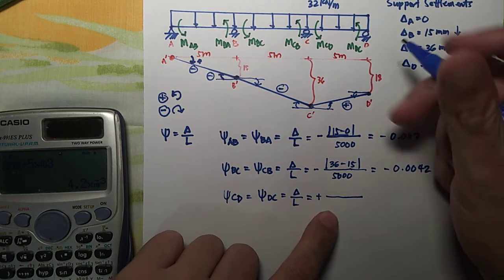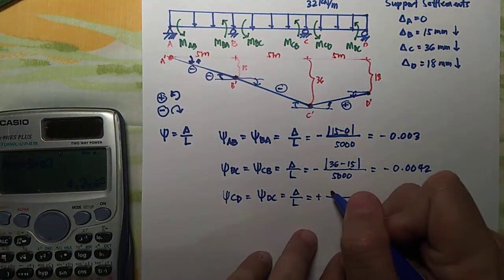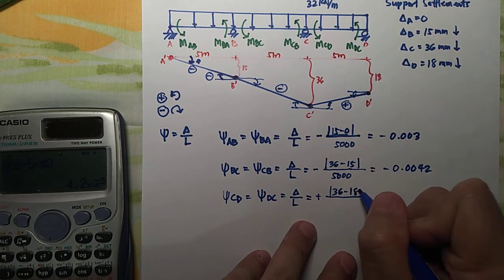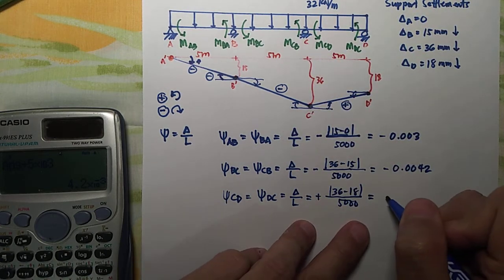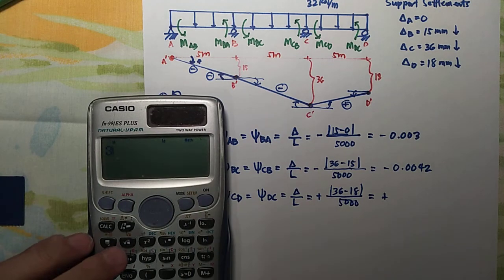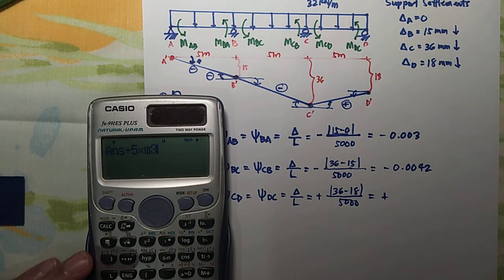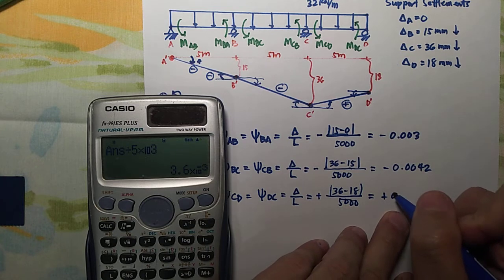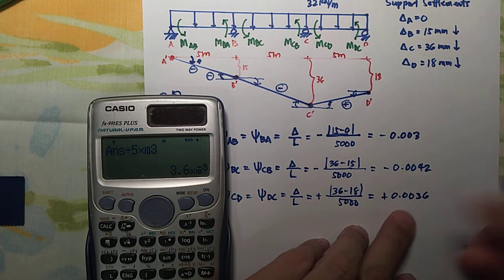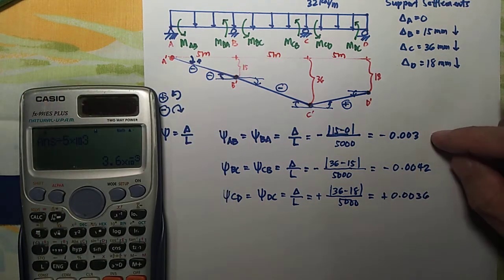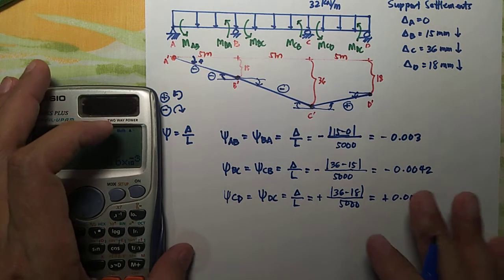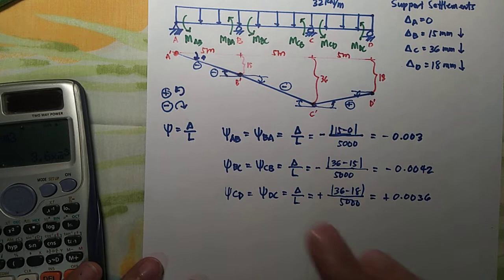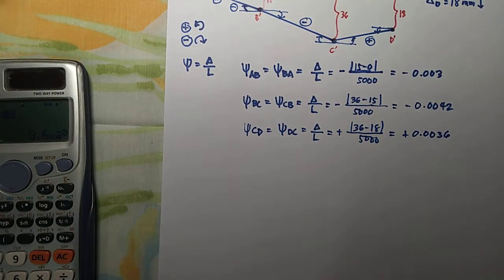The absolute value of the difference, that would be 36 minus 18. Okay? Then, divided by 5 meters, then 5,000 ulit. So, that would be positive 36 minus 18 divided by 5,000. So, we got 0.0036. So, positive. So, again, ang psi dito sa dalawa are negative. Ang psi naman dito is positive sa pangatlong segment. Okay? So, these are the values of the psi. Delta over L. Okay. Next step is to write the slope deflection equation.